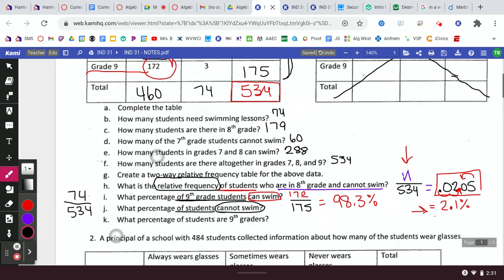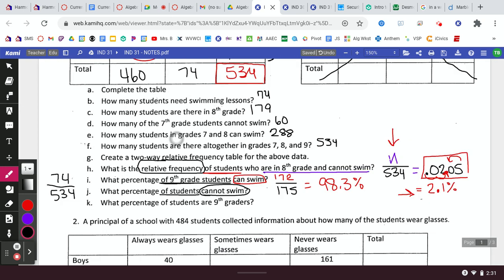And Dalton, what do you get when you put that in the calculator? 13.9%. Okay.